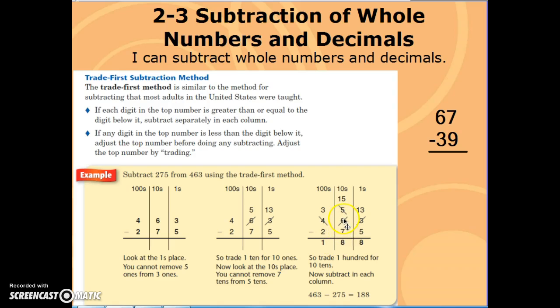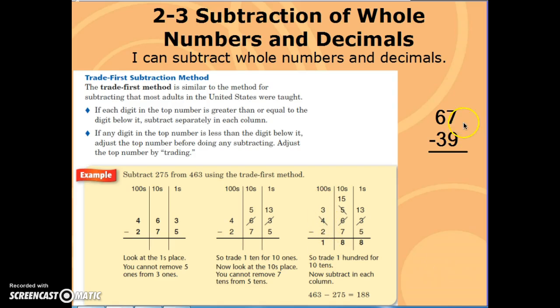I come to my next column. I can't do 5 minus 7, so I borrow again, borrow from my neighbor or trade. The 4 becomes a 3. I add 10 onto my 5, so now that's 15. 15 minus 7 is 8. 3 minus 2 is 1.